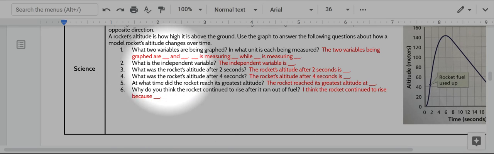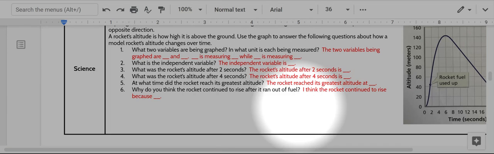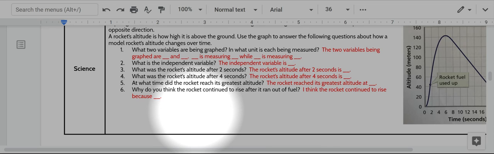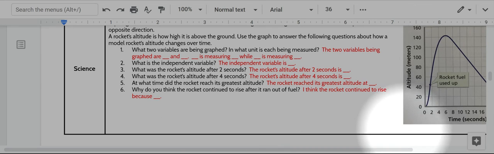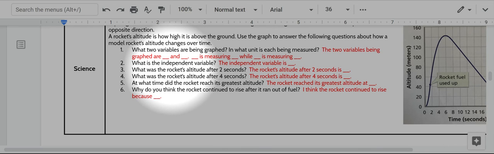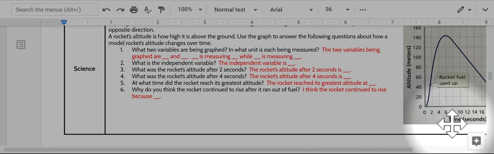Number 2, what is the independent variable? And the independent variable is, remember, DRY MIX. D stands for dependent or responding, and that's on your y-axis. And MIX is an acronym for manipulated or independent, and that's on your x-axis. So the question you can see is, what is the independent variable? That's going to be on your x-axis. So what is that showing you?